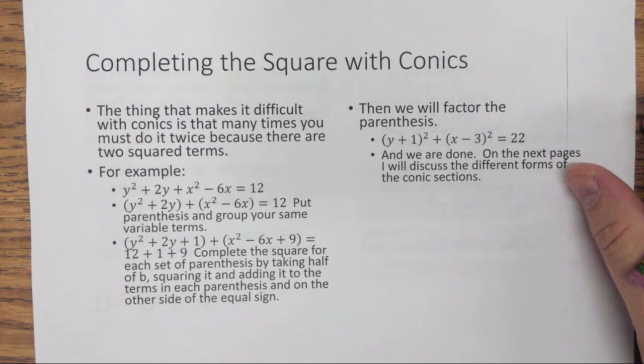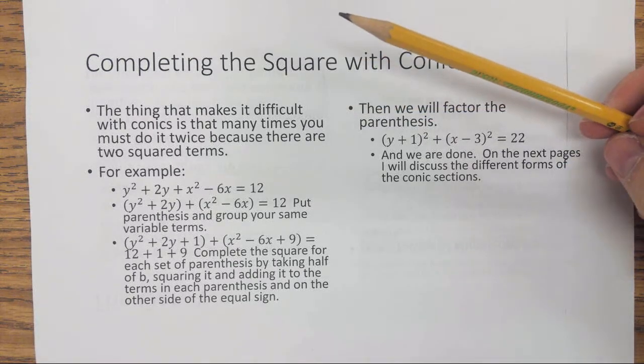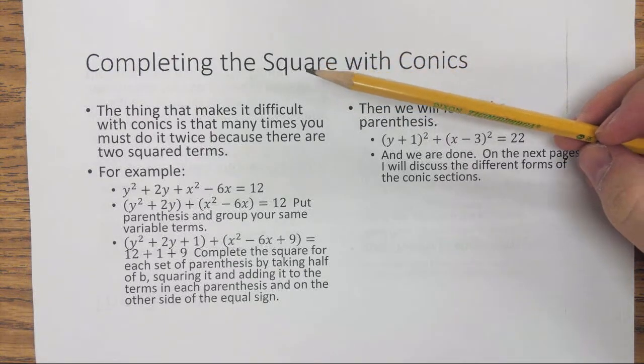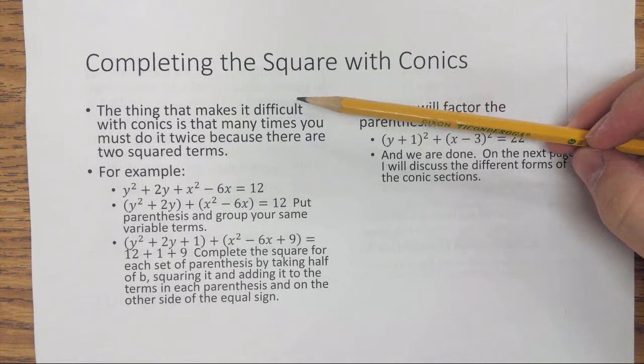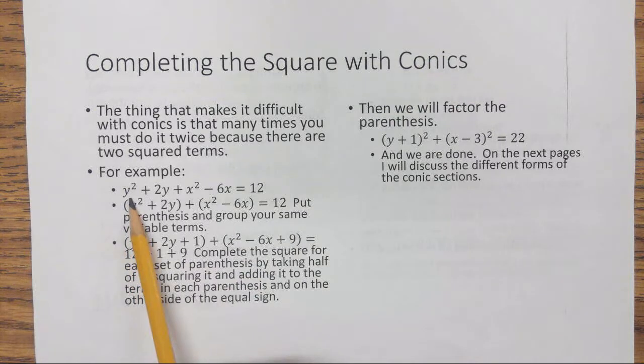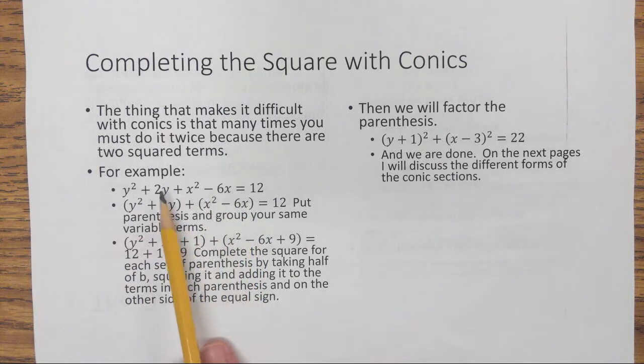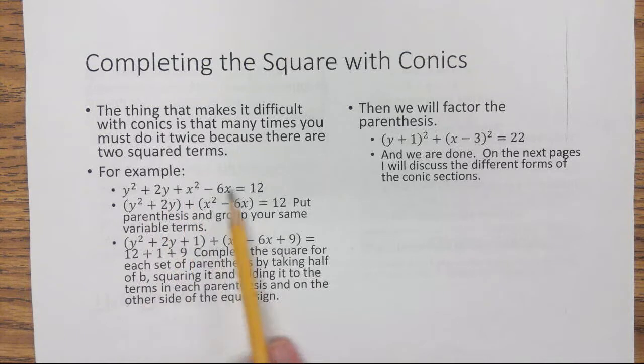Completing the square with conics. The thing that makes this difficult with conics is that most of the time you have to complete the square twice. For example, if I've got an equation in this form, y squared plus 2y plus x squared minus 6x equals 12, I'm going to have to complete the square twice, with my y terms and with my x terms, to get it in a form that I'm going to like.